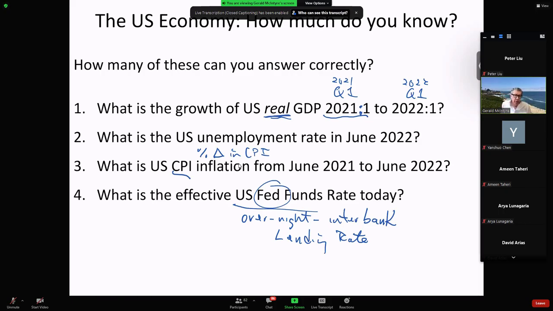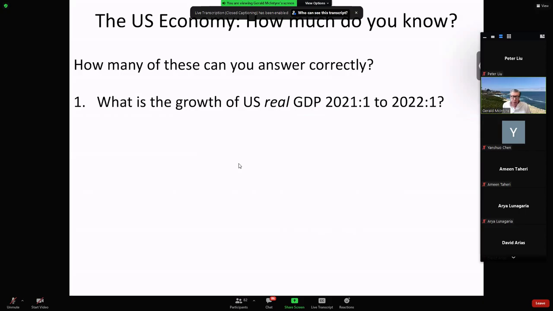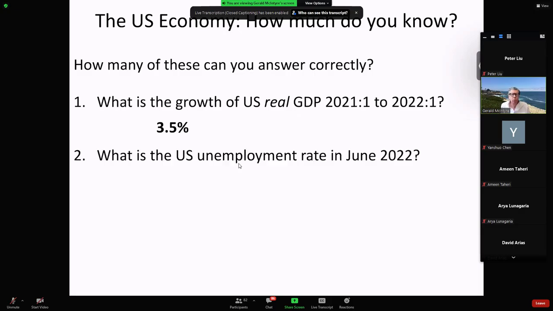Okay. Well, let's take a look at these answers. Okay. What is the growth of US real GDP from the first quarter of 2021 to the first quarter of 2022? 3.5%. Is that big or small? It turns out that's around the average, a little bit stronger than average, a little bit faster than average. Okay. Next, what is the unemployment rate? What was the unemployment rate in June of 2022? That was 6 weeks ago. Okay. That's 3.6%. Okay. That's pretty low. Okay. Not quite the lowest on record, but almost.